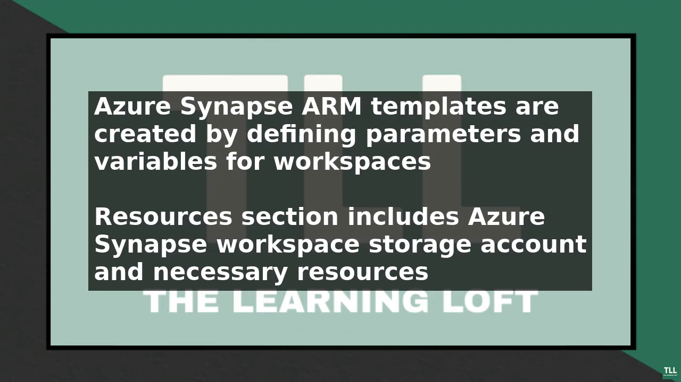Step 4. Deploying the ARM template. Once you have created and configured your ARM template, you can deploy it using the Azure portal, Azure CLI, or Azure PowerShell. You can also use DevOps tools, such as Azure DevOps, to automate the deployment process. During deployment, Azure creates and configures the resources defined in your template.